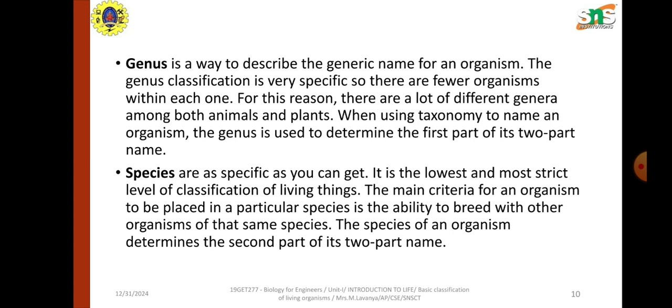Species are the last classification. This is the subdivision of genus. Species is as specific as we can get. It is the lowest and most strict level of classification of living things. The main criterion for an organism to be placed in a particular species is the ability to breed with other organisms of the same species. The species of an organism determines the second part of the two-part name, as I have said earlier.